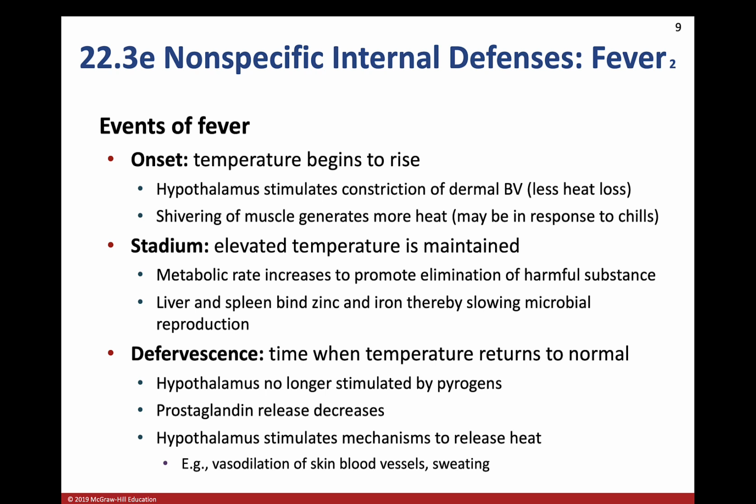It also will trigger the shivering of muscle. And remember, the generation of heat as a waste product of muscular contraction, and this could be in response to chills, which we know is something that accompanies fever.